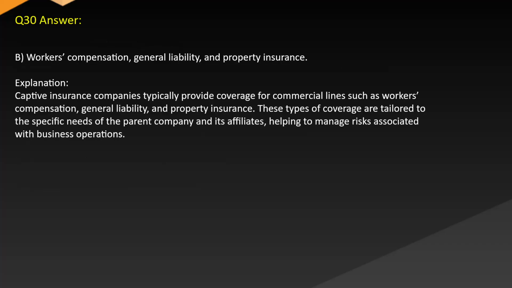Answer: B. Workers' compensation, general liability, and property insurance. Explanation: Captive insurance companies typically provide coverage for commercial lines such as workers' compensation, general liability, and property insurance. These types of coverage are tailored to the specific needs of the parent company and its affiliates, helping to manage risks associated with business operations.